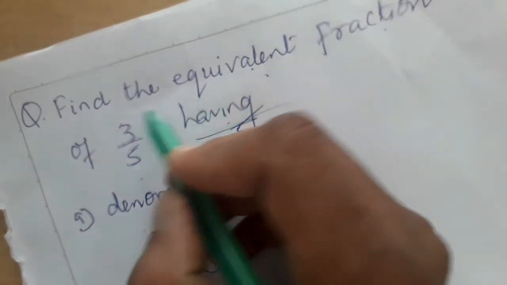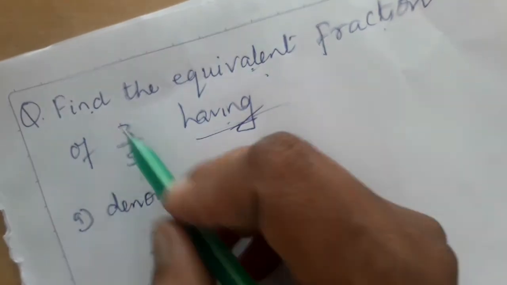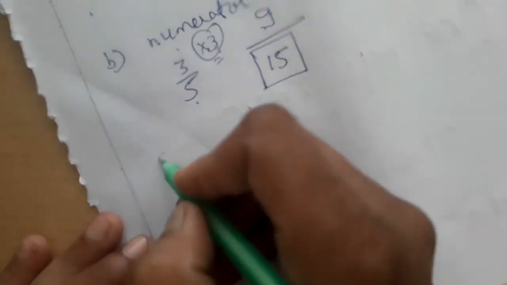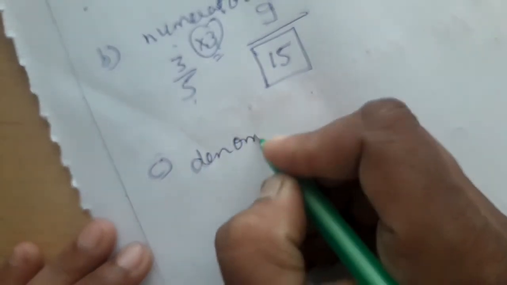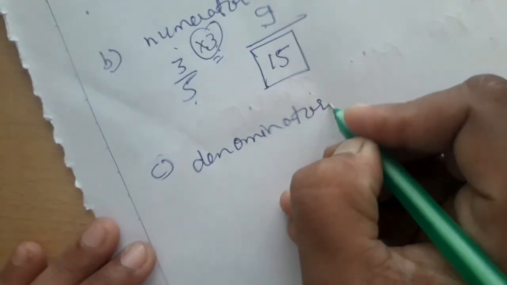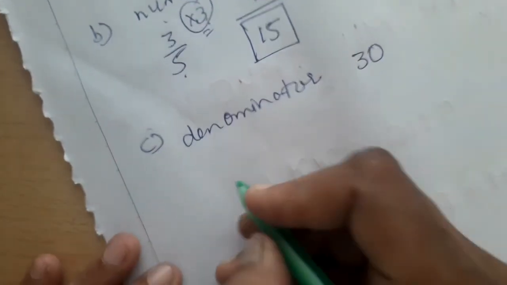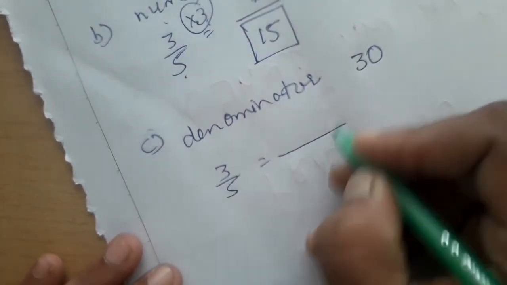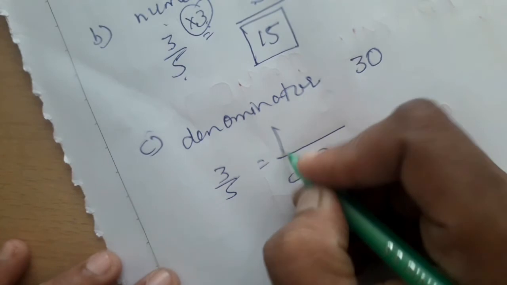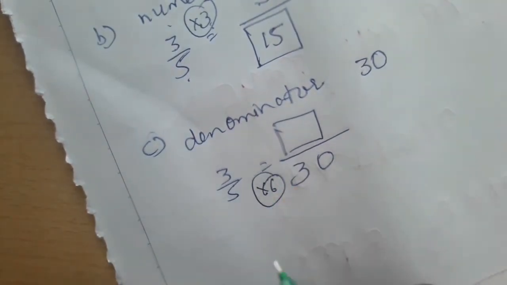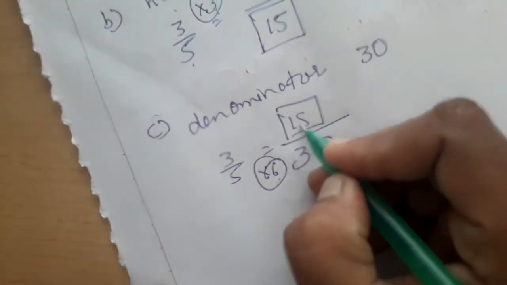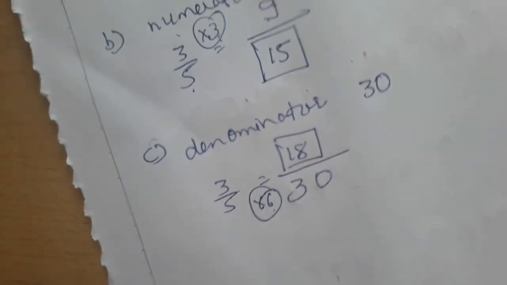Say the same question, I am still going ahead. Say if you are asked find the equivalent fraction of 3 by 5 having denominator as 30. So I will write 3 by 5 and denominator I want 30. So how can I get 30 from 5? 5 6s are 30. So 3 6s are 18 and we are done.